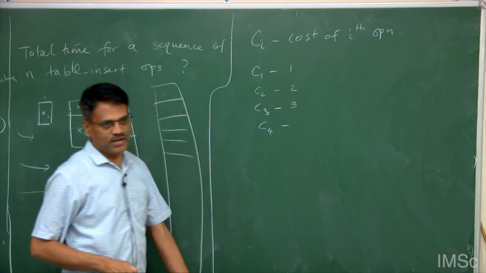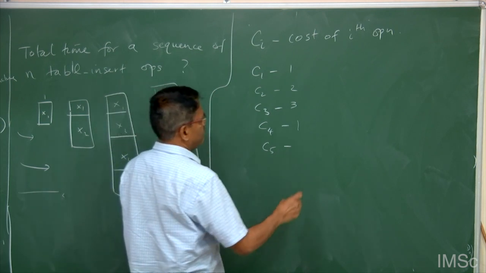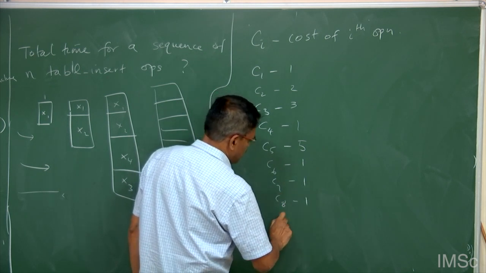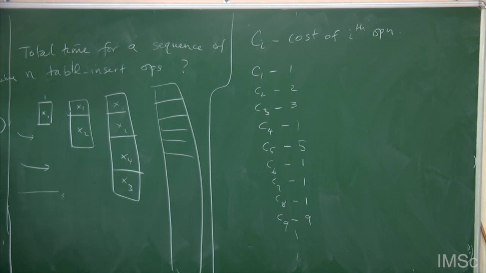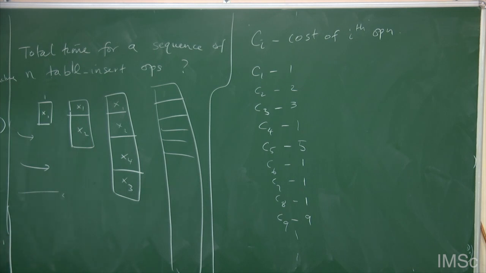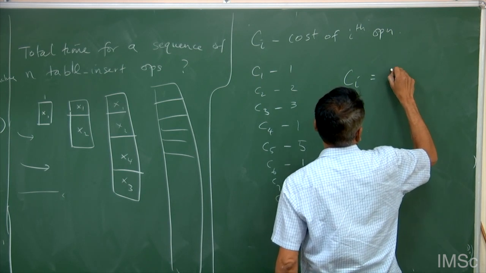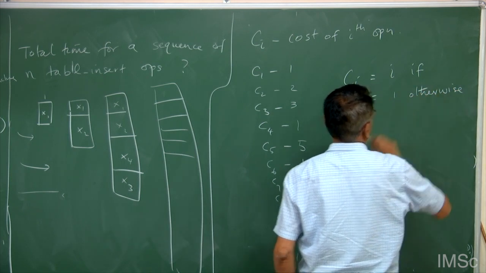C4 would be 1 because there is an empty spot available. C5 would be 5. C6 is 1, C7 is 1, C8 is 1, and then C9 would be 9. So what is the pattern here? When is it 1 and when is it i? If you look at the pattern, Ci is either 1 or i. When is it i? When i is 2 to the power k plus 1. So Ci is equal to i if something happens, and 1 otherwise.